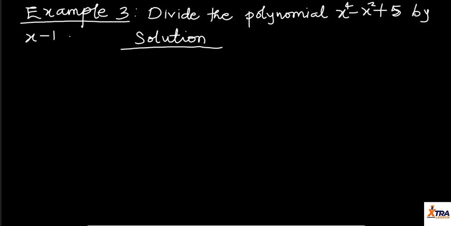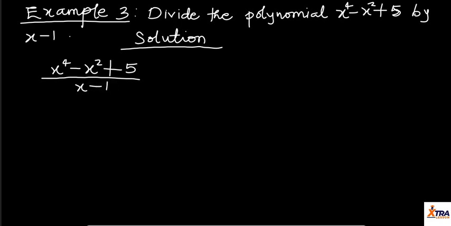In this class we are still looking at division of polynomials. We'll be taking one more example on this before we move to the next subtopic. So now we have a question here, example 3, that says divide the polynomial x raised to the power 4 minus x squared plus 5 by x minus 1. So the first thing we have to do is to show that we are dividing x raised to the power 4 minus x squared plus 5 by x minus 1.